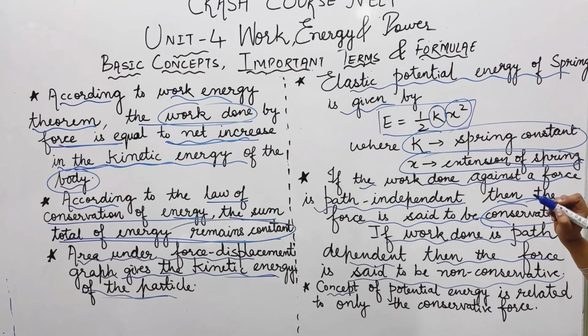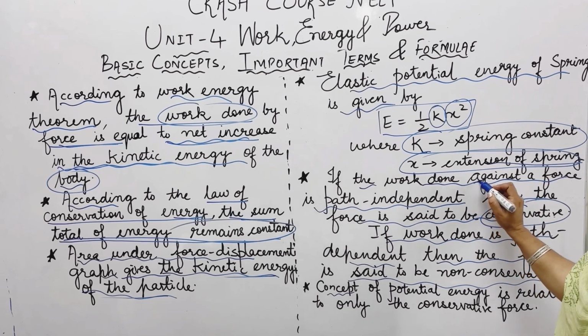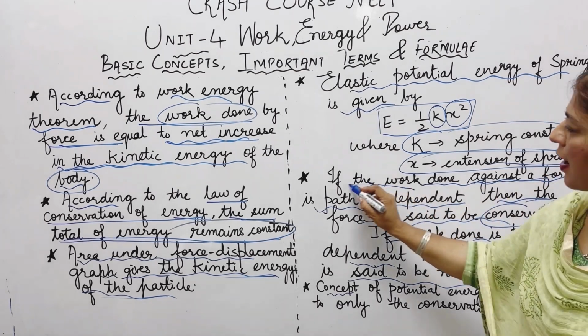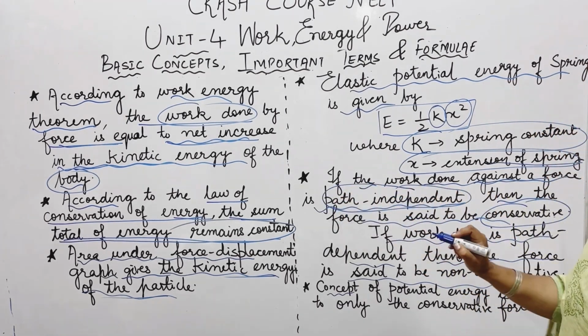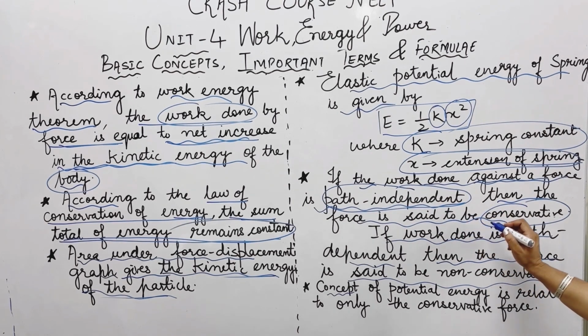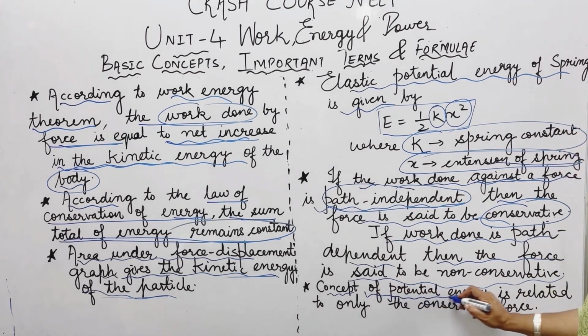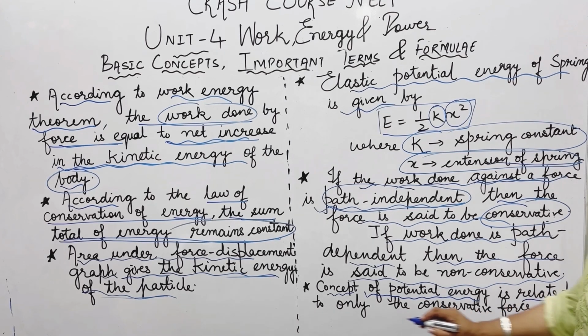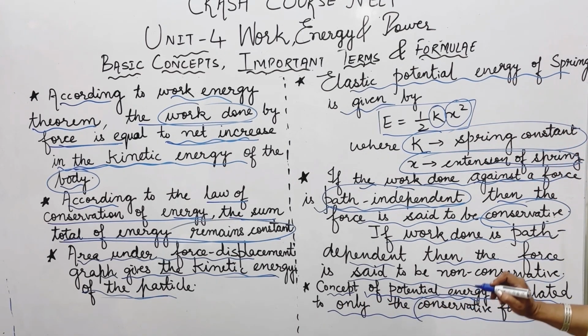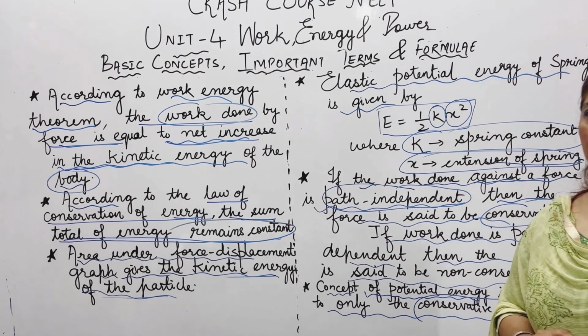If the work done against a force is path independent, then the force applied is said to be conservative. If work done is path dependent, then the force is said to be non-conservative. The concept of potential energy is related only to the conservative force, meaning those forces which do not depend on the path. So that will be concerned with the potential energy.